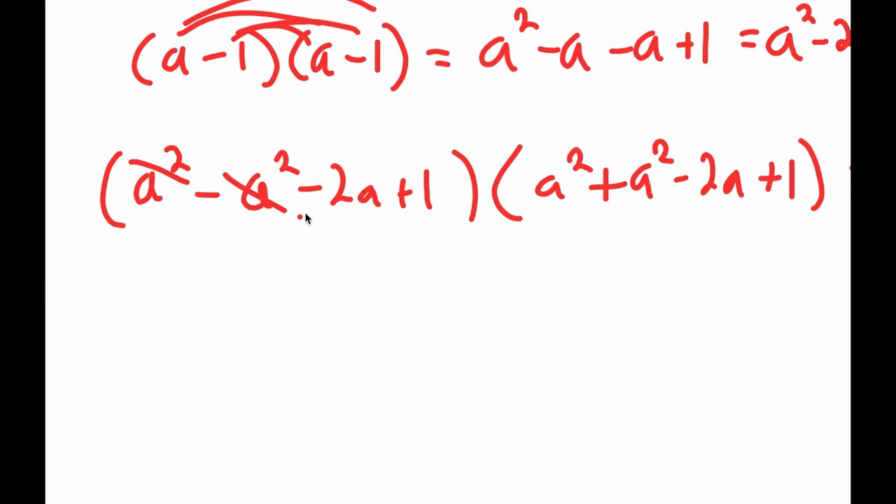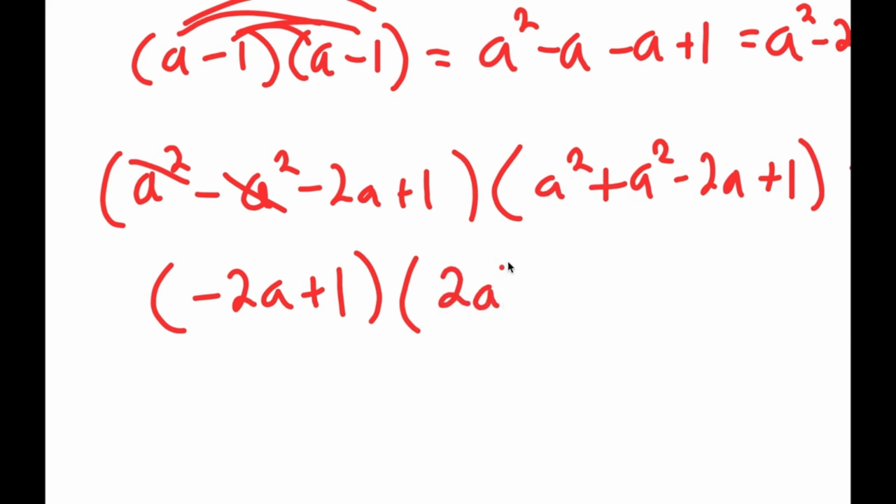Now for my left-hand side, these two cancel out, and all I'm left with is negative 2a plus 1. And for my right-hand side, these two add, a squared plus a squared, so I get 2a squared minus 2a plus 1, and this is equal to 0.